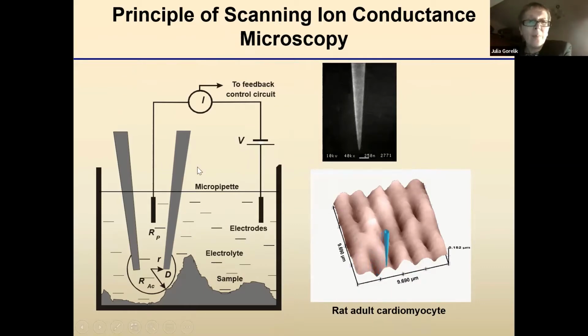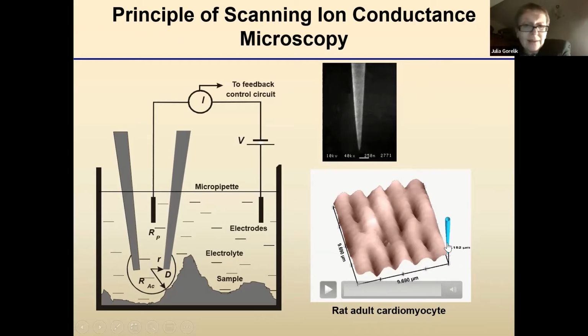We have our pipette on a piezo element, and we have two electrodes, one inside the pipette, another inside the solution, and we measure the current between the two electrodes. Also, an important thing: we keep the distance between the pipette and cell always constant. During the scanning, we pick up the vertical displacement of our pipette together with the current, and we produce the topographical map of our cell. And this is a current image.